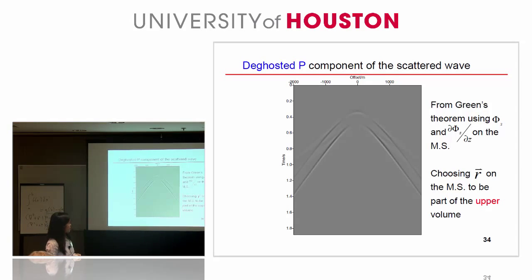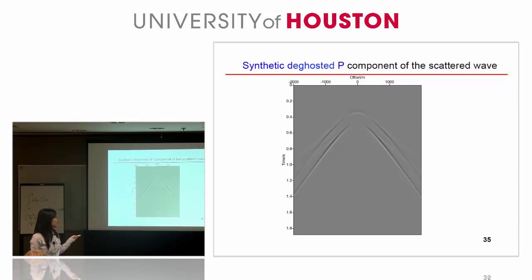Okay, to evaluate this result, I create the ghosted P component data. That means I give the model to generate the data. Also, I can generate data that only contains the P component upgoing wave. So we can treat this data as an accurate result.